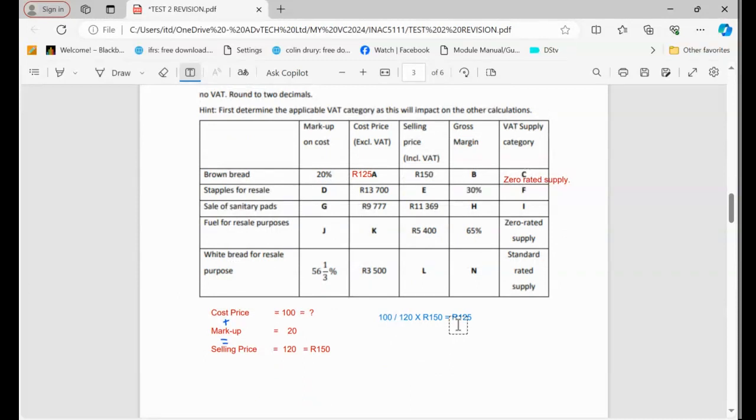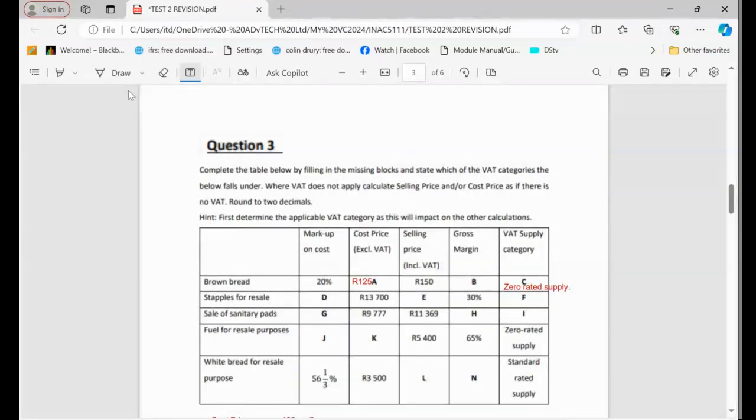Okay. Now we need to calculate what we call the gross margin. Remember, I said the gross margin, like in any other questions that we dealt with. When you see the gross margin, it's the same as when you analyze the markup on selling price. So when they say the markup is on selling price, it's the same thing here. So don't be confused by this gross margin. It means the markup is on selling price.